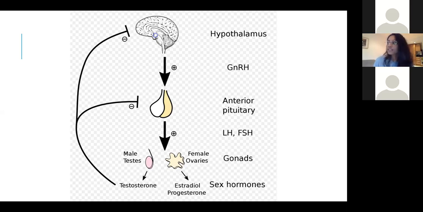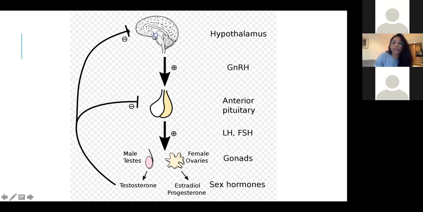You can put them in the chat, or you can unmute and speak. Yay, well done. Yes, it is Leydig cells, well done. And what about in ovaries? What kind of cells does it work on? It works on a type of cell called theca cells.